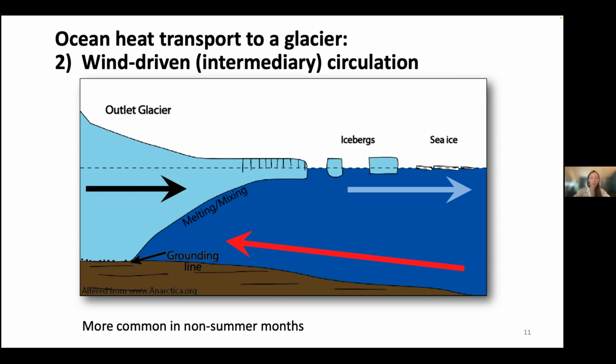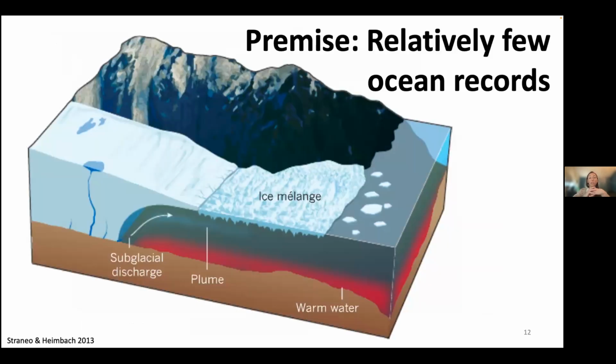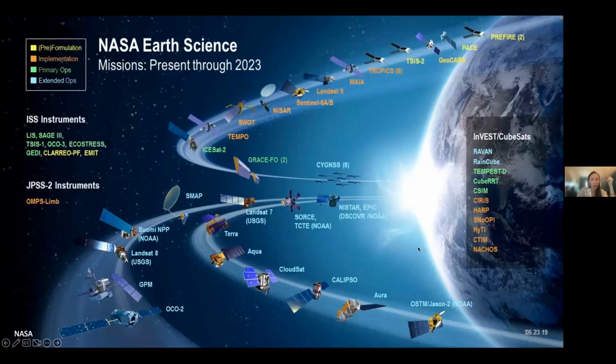Now, the work that I'm going to show you today is based on the premise that we don't have many measurements of the ocean around Greenland or Antarctica. And so how can we use remote sensing to better understand the amount of heat that's being transported there? So I'm using remote sensing, specifically sea surface temperatures from satellites, to expand our ocean records in space and time. And some of the satellites that I'll be showing you records from are in the NASA Earth Science constellation. They're from Aqua and Terra right here that have the moderate resolution imaging spectroradiometer on board called MODIS. I'll also be showing you some records from Landsat 7, 8, and 9.